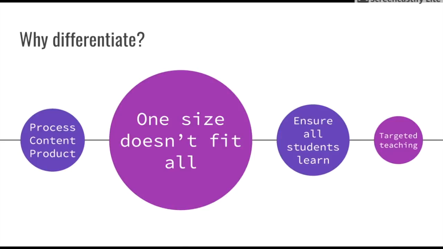For students all to be able to learn, we need to think about how we can target our teaching. And this can be done through a number of ways: the process, the content being taught, and the product that students present their understanding through.